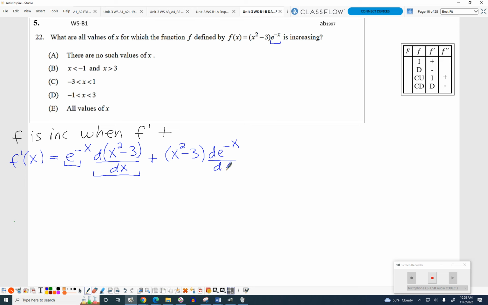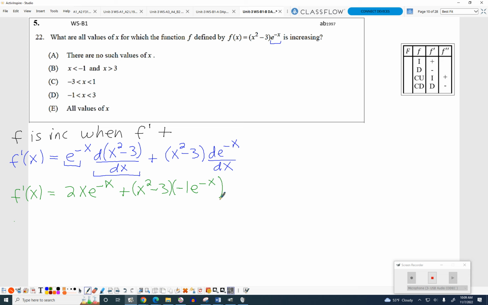Back to Dylan. What I wrote down was 2x times e to the negative x. Pause right there. That's awesome. Perfect. 2 points. Let's go over to Jackson. Plus x squared minus 3 times negative e to the negative x. There we go. And I'm going to write -1 just to prevent errors. 2 more for Jackson. It's good work.